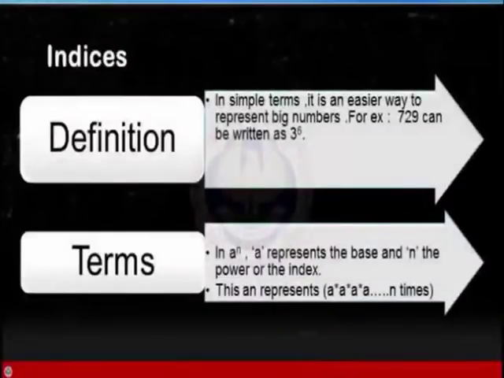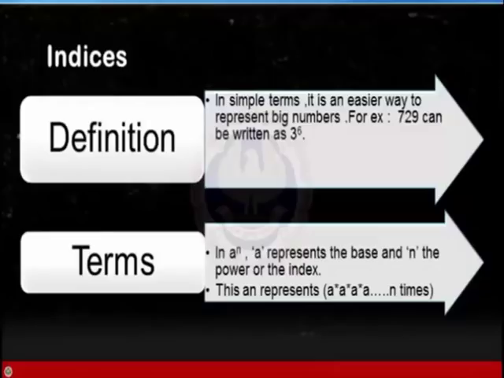So we are done with ratio and proportion, and now we are going to start with indices. The definition in simple terms, in layman language, is just an easier way to represent very big numbers. For example, we have a number like 729, so it can always be represented by a small number to the power of something. So a small number like 3 to the power 6 would also give you 729. It is just another way of representing a big number. So 3 to the power 6 would be called representing it in the form of indices.